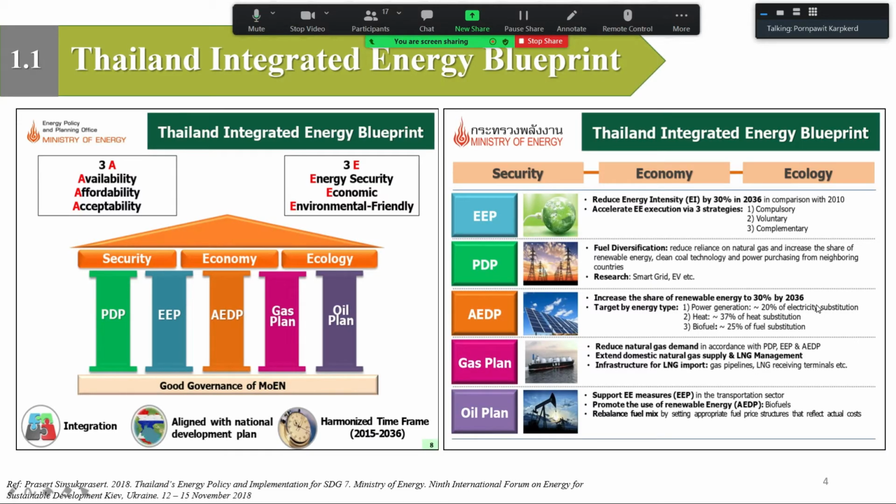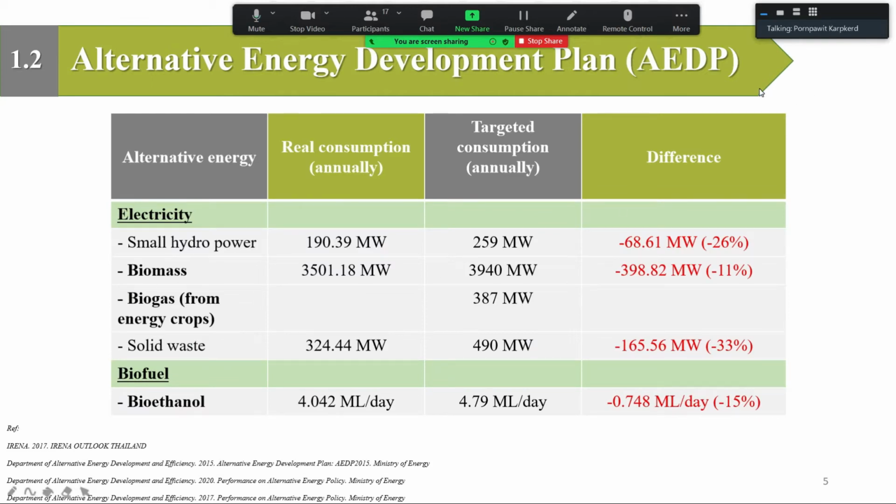In Thailand, we have our own energy development plan, which is called the Thailand Integrated Energy Blueprint, and this blueprint is categorized into 5 different subplans, which describe different energy issues. But I want us to focus on this one, the AEDP, the Alternative Energy Development Plan. In this plan, the AEDP determines the alternative energy consumption in each future year.